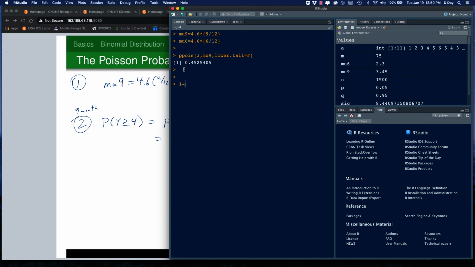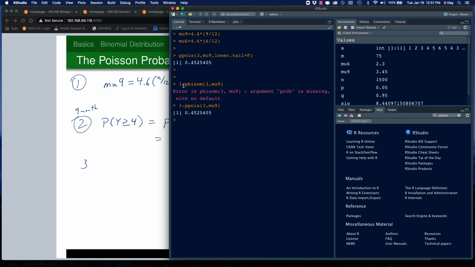You could have also done this real quick, 1 minus p-binom. Do the 1 minus situation where you just do 3 comma mu 9, and it should have given you this. Oh, sorry, not p-binom. P-pois, and you get the same thing.